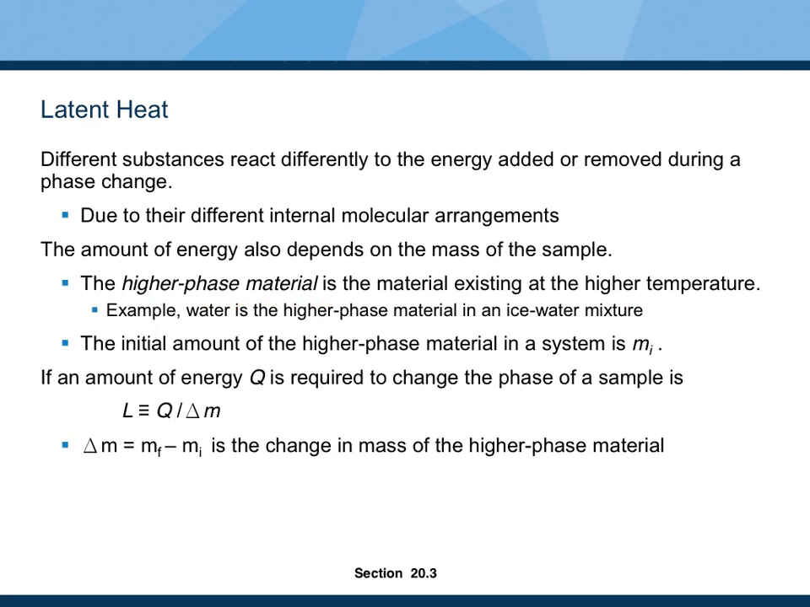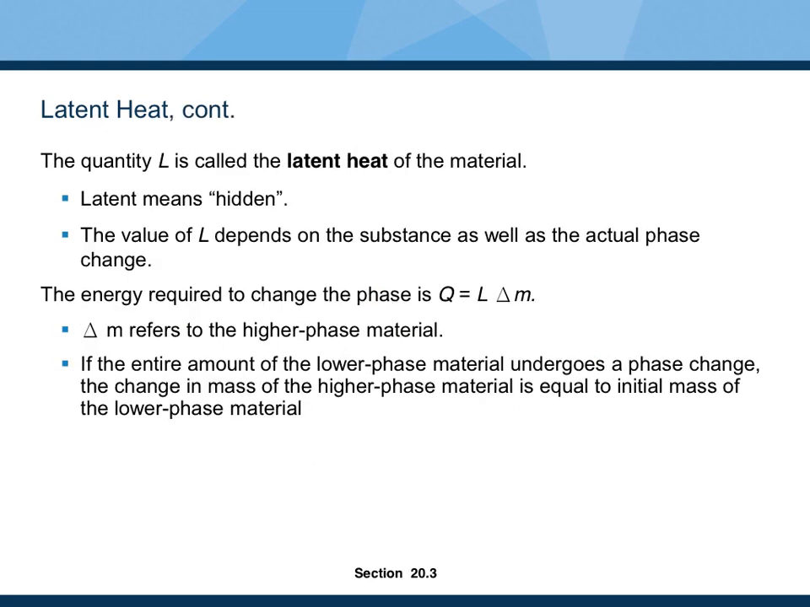If the initial amount of the higher phase material in a system is Mi, then the amount of energy Q required to change the phase of a sample is given by L equal to Q over delta M. Delta M is the change in mass of the higher phase material, which equals Mf minus Mi. L is called the latent heat of the material. We'll usually express the equation as Q equal to L delta M.